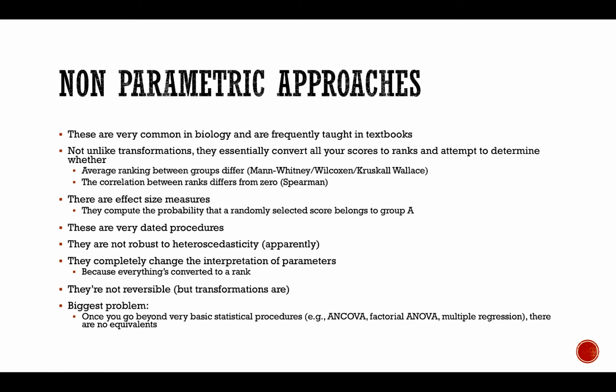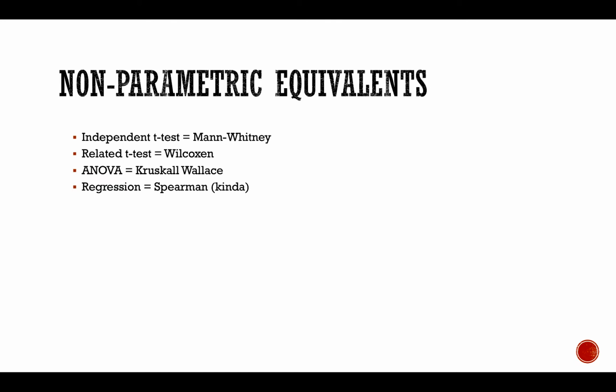with transformations. The biggest problem that I see is that once you go beyond very basic statistical procedures, such as ANCOVA, factorial ANOVA, multiple regression, etc., there are no equivalents. So, the non-parametric equivalent of an independent t-test is the Mann-Whitney U. Of a related t-test, we call it the Wilcoxon. Of an ANOVA, we call it the Kruskal-Wallis. And of regression, we call it the Spearman, kind of, sort of. Spearman's more of a correlation than regression, but yeah.